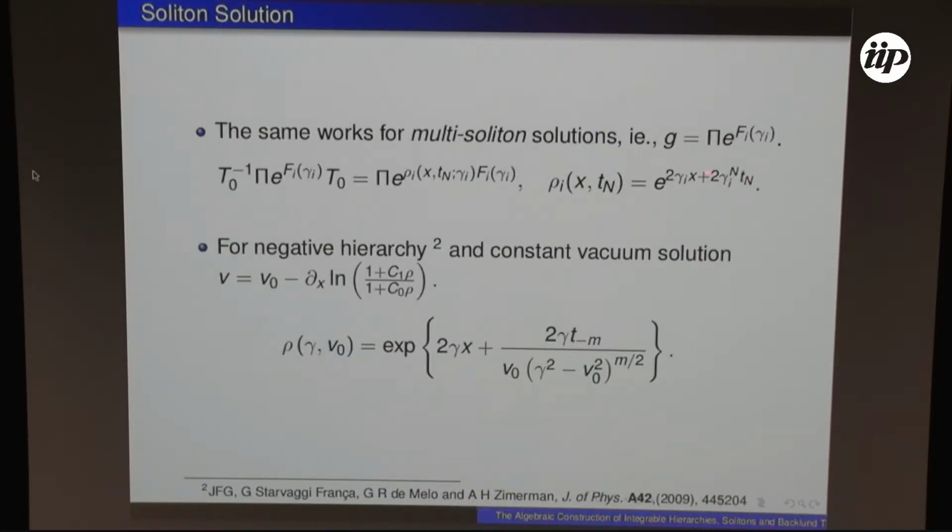Now, if you take G as a product of several F's, you get what we call multi-soliton solutions. And this is very simple. For those where V0 has to be different from 0, what you have to do is to find a deformed vertex operator, and then the result is given by this exponential, and V0 plays the role of a deformation parameter.